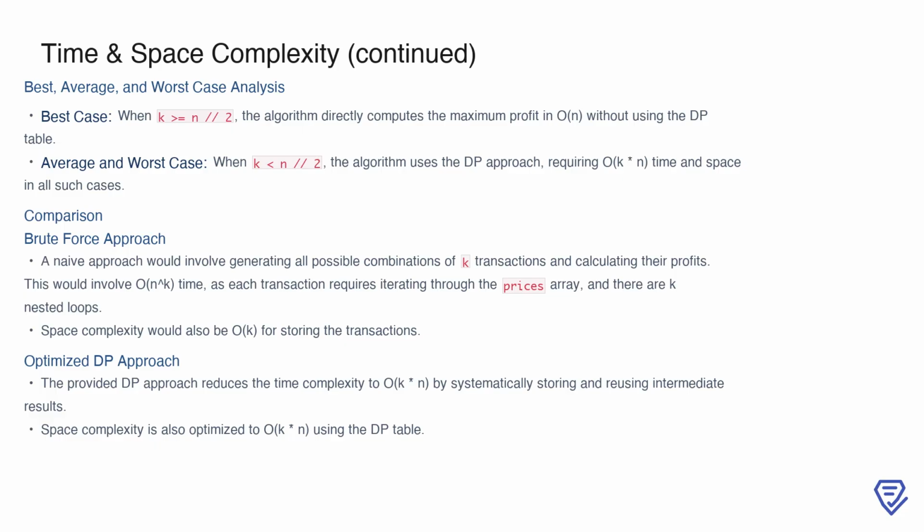To put this into perspective, compare it with the brute force approach. A naive solution would involve generating all possible combinations of k transactions, which requires n to the power of k time because each transaction involves iterating through the prices array, and there are k nested loops. Such an approach is computationally expensive and impractical for large inputs. On the other hand, the optimized dynamic programming approach reduces the time complexity to k*n by leveraging intermediate results, while also keeping space usage to k*n, a significant improvement in scalability.